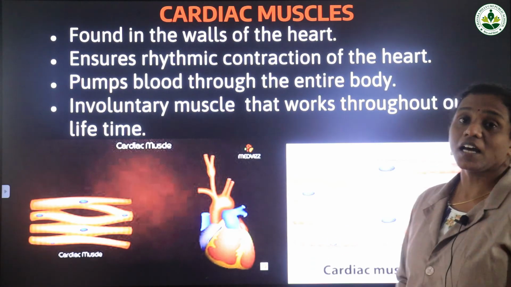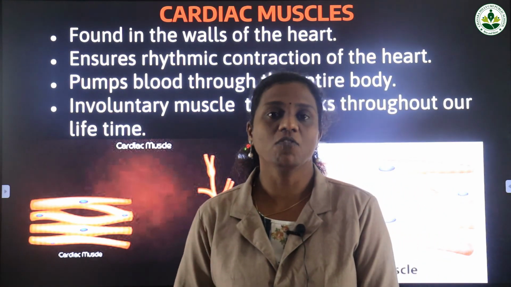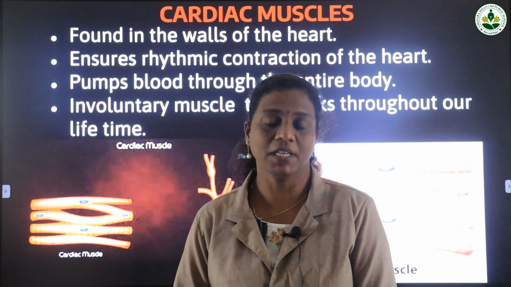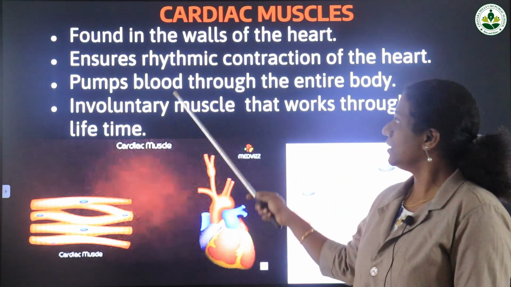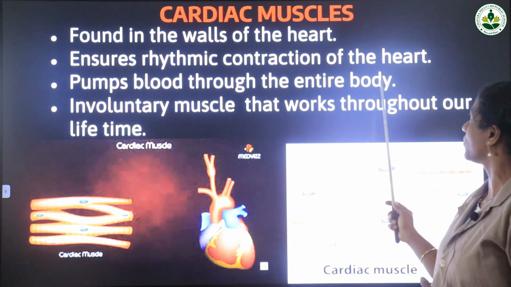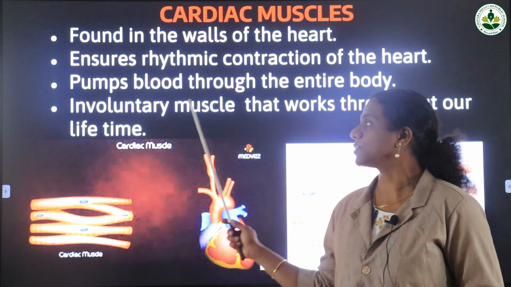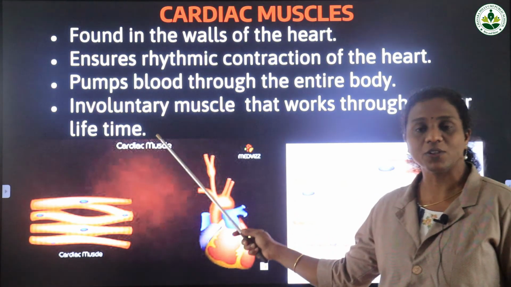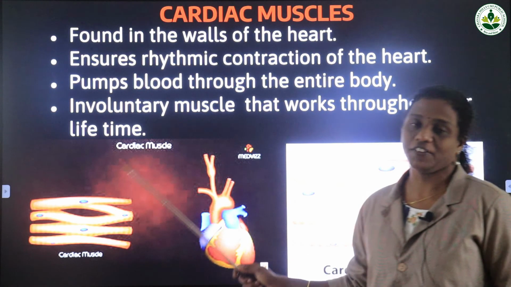And next is cardiac muscles. These kinds of muscles are mainly seen in the wall of the heart. They ensure the rhythmic contraction of the heart and also help in the pumping of blood to all parts of our body. And these are also involuntary muscles that work throughout our lifetime.